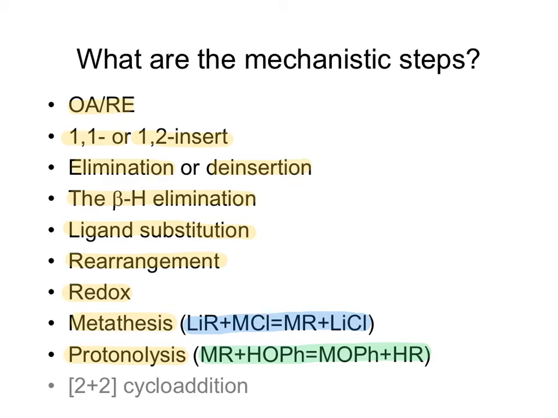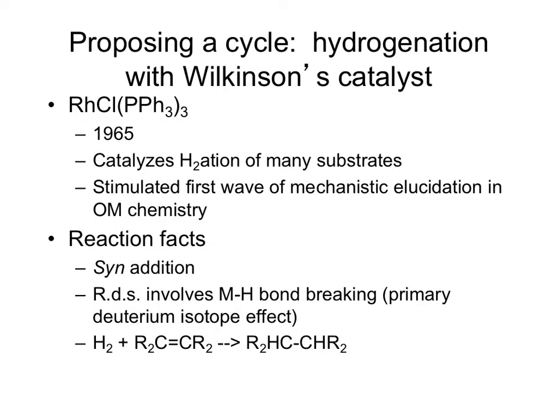One very important reaction that we will not talk about this year is the 2+2 cycloaddition. This is a reaction that is super important. Olefin metathesis won the Nobel Prize for Grubbs, Schrock, and Chauvin in 2005. So it's a very important chemical reaction, and it's not one that we're going to talk about in this class at all this year. Okay, let's look at hydrogenation with Wilkinson's catalyst.